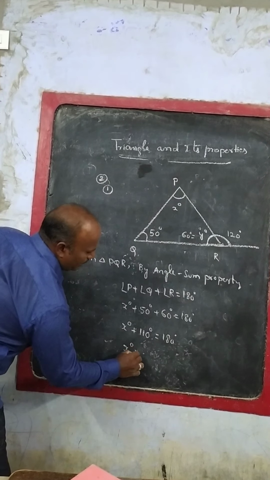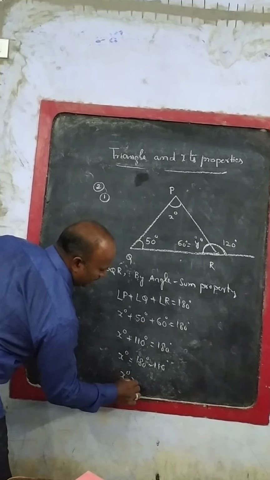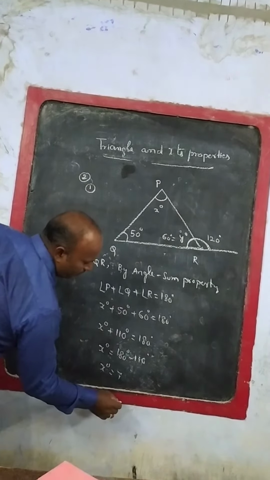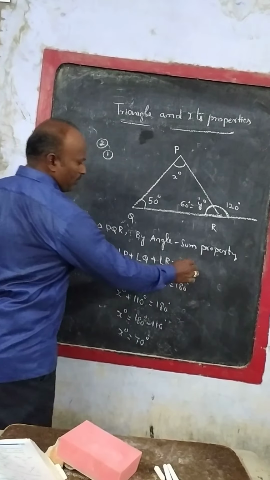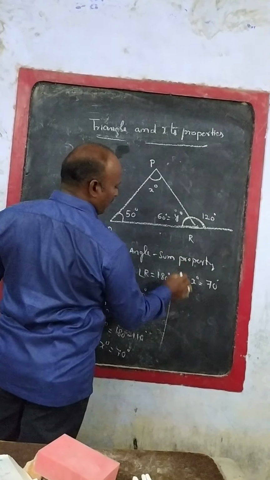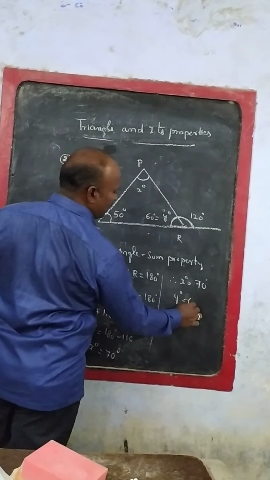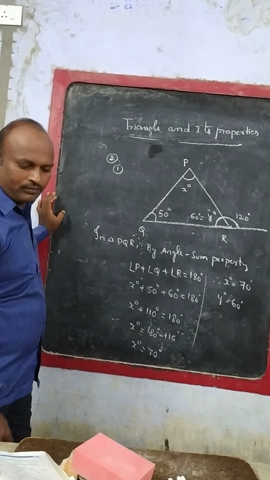So x degrees is equal to 180 minus 110 degrees. So x degrees is equal to 180 minus 110, that is 70 degrees. Therefore x degrees is equal to 70 degrees and y degrees is equal to 60 degrees. So we have found the unknown values of x and y.